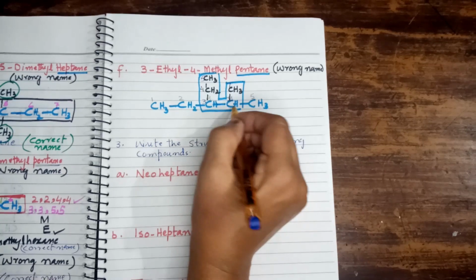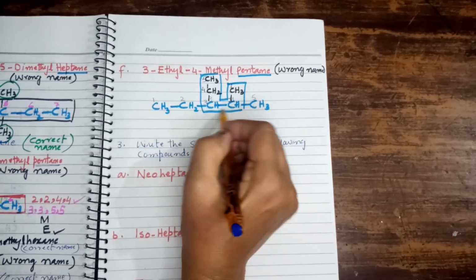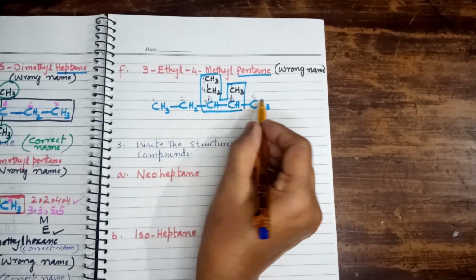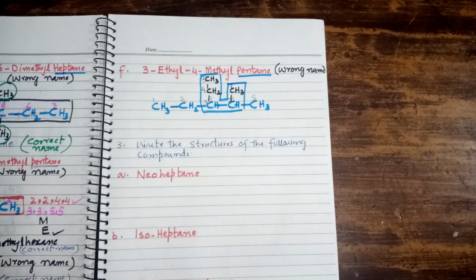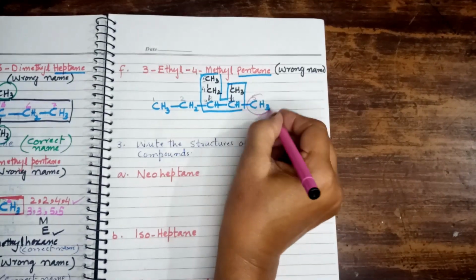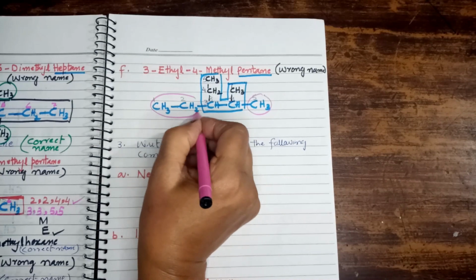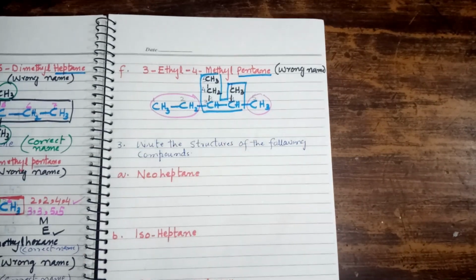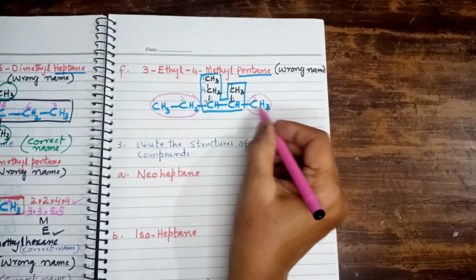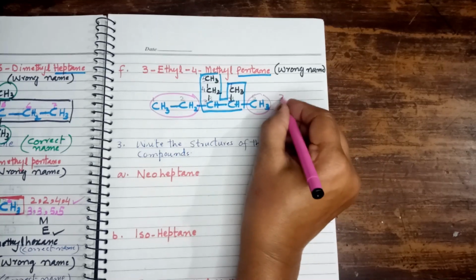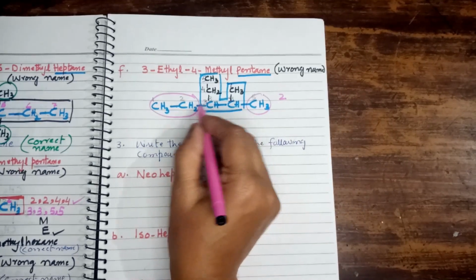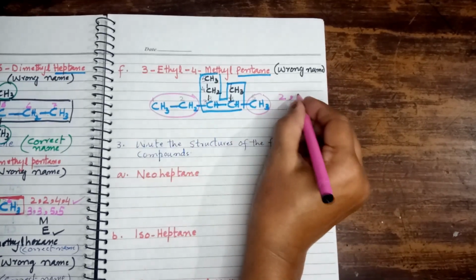Right, students? If we do the numbering like this way, then there are 2 radicals, this radical as well as this radical. Methyl radical is attached with carbon number 2, right? And ethyl radical is attached with carbon number 3.